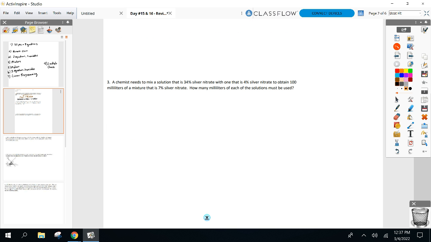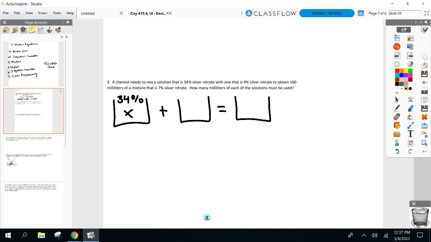Number three is a mixture problem. Some of you guys don't like it. I like it. Put the little bins here, the containers, to show what I'm mixing. Tell me something about the first solution. It's 34%. Do I know how much of it I need? Nope. So that's why there's an X going there. You're on the hook for that.